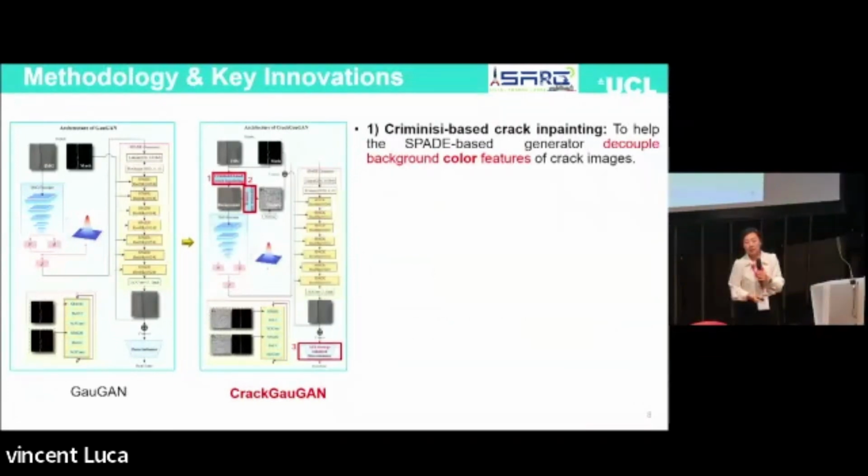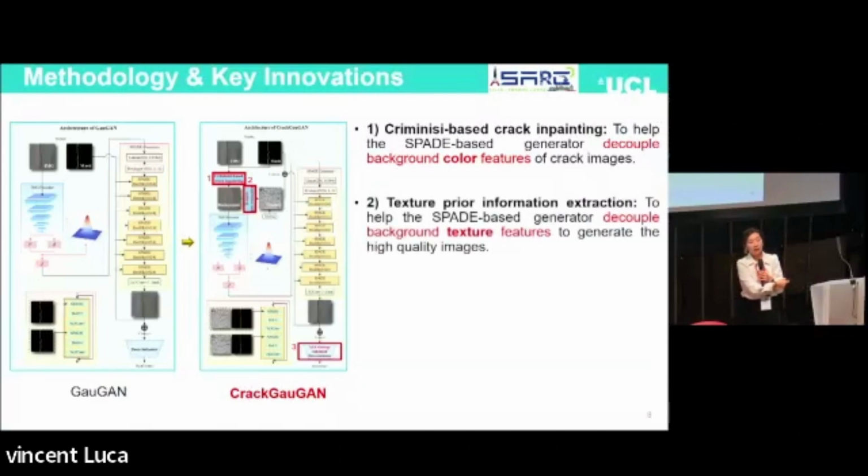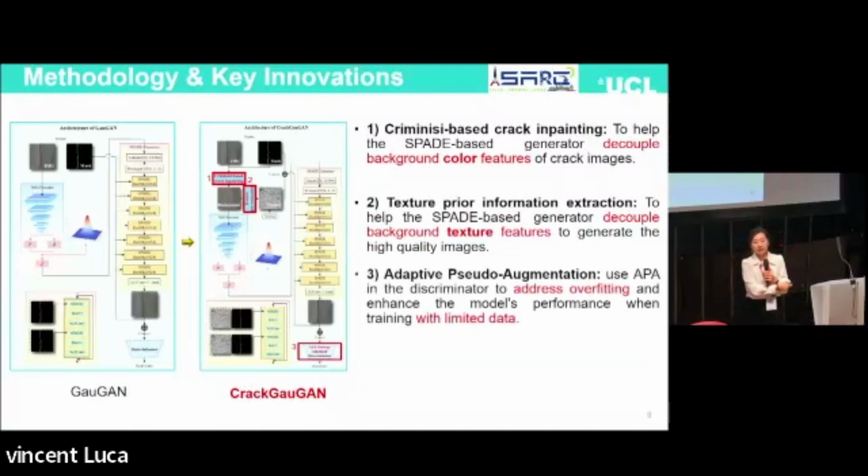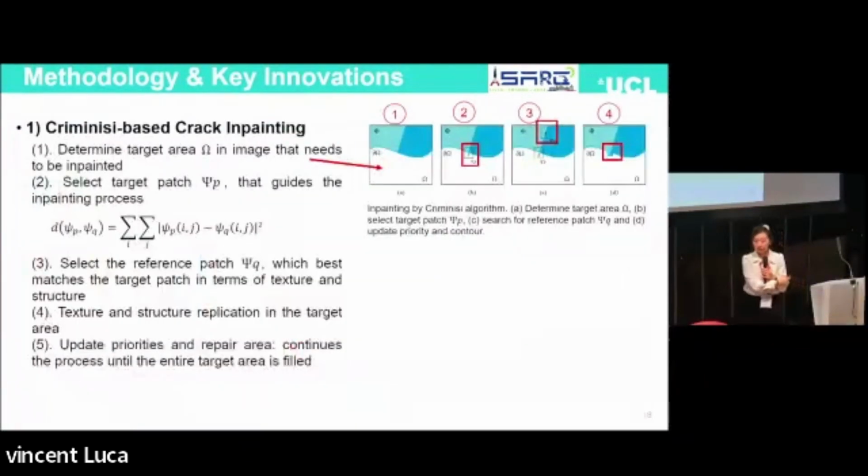The first one is Criminisi-based crack inpainting, which helps us generate decoupled background color features. The next one is texture prior information extraction, which helps us decouple the background texture information. And the third one is adaptive pseudo-augmentation, which addresses overfitting. Based on these three innovations, we gave a new name to our method: CrackGauGAN.